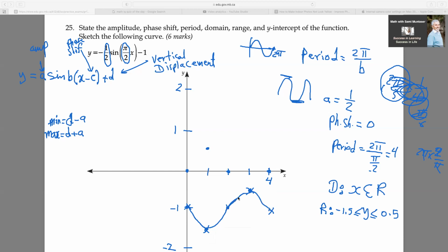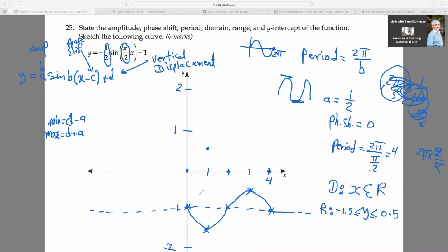Wow, look at that curve. So that's how it looks. Now, because it moved down one, it's like my x-axis moved down one. So this is my baseline. That's what we call the baseline.